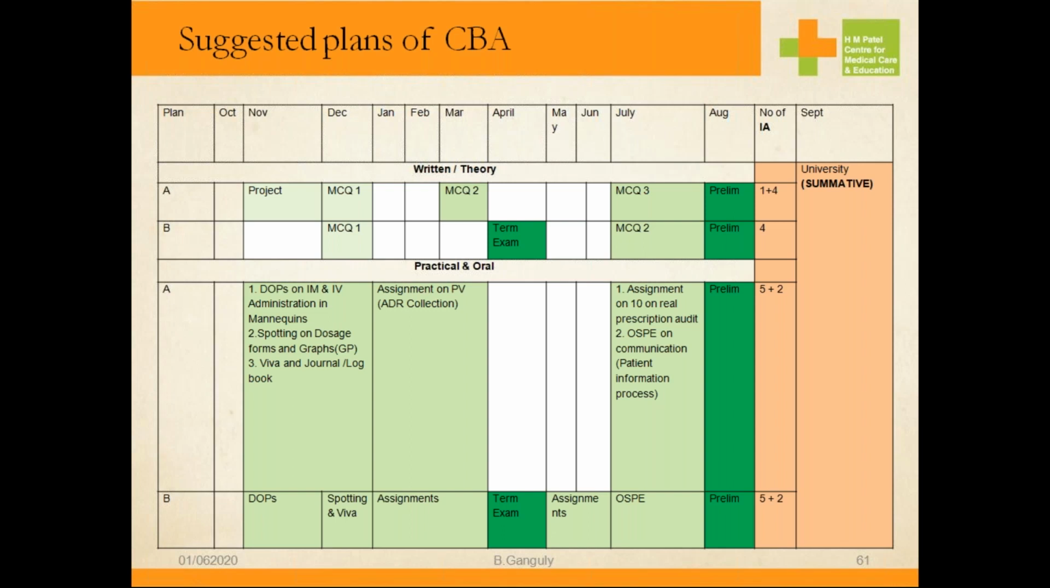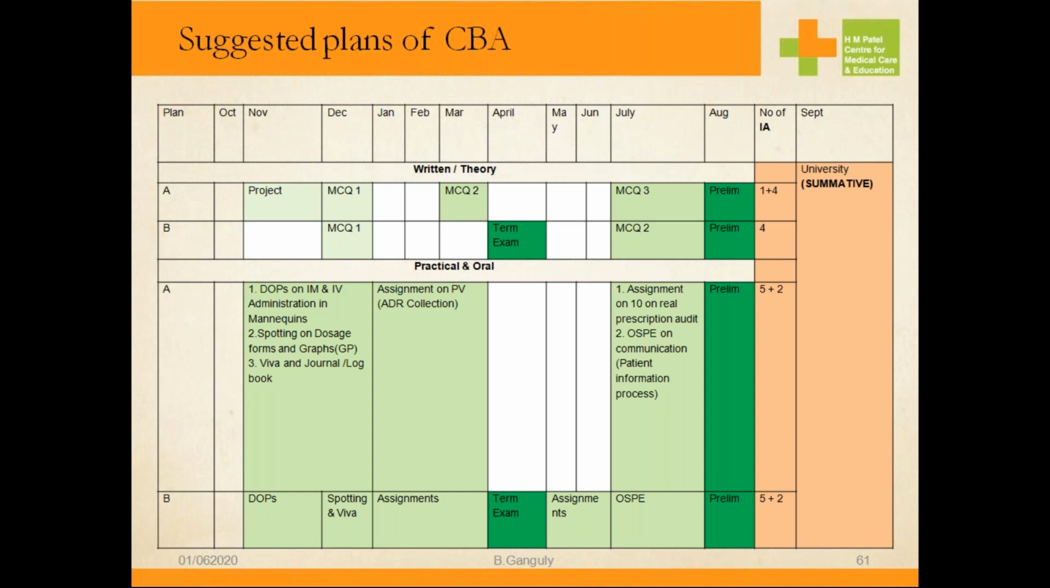As per plan B, we keep in November, December only DOPS and spotting and viva assignments we are giving. We take one terminal examination and give further assignment. Then in July, we go for one OSPI. And then in August, one prelim examination. There also, we have no less than 3, rather more, 5 plus 2.